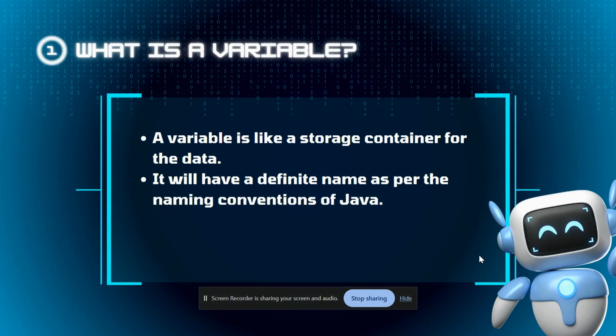Now, what is a variable? We have learnt variable in mathematics, but related to computer science, what is a variable? A variable is actually like a storage container to contain the data. Okay, it's like a box where it will store the data. It will have a definite name. Okay, now see.